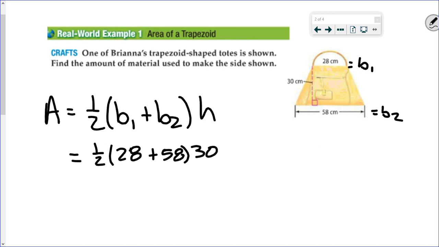28 plus 58, divided by 2, times 30. And you should get that the area is 1,290 units squared. So meters in this case, squared. All right, so nothing too challenging there. Add the two bases together, multiply by height, and 1/2.